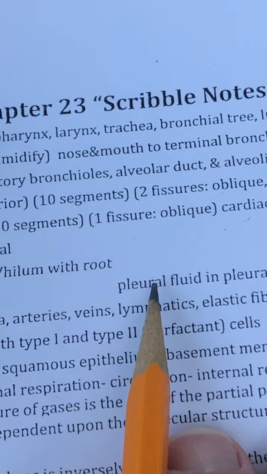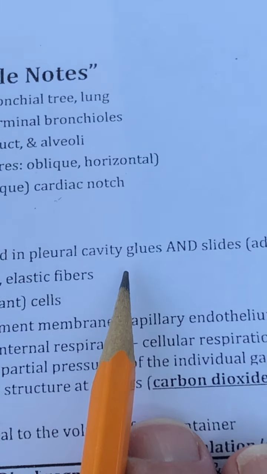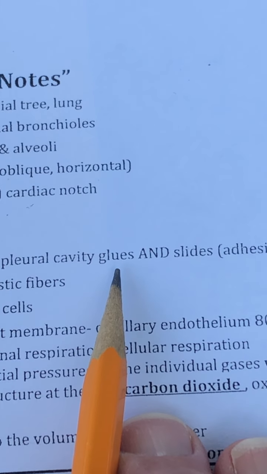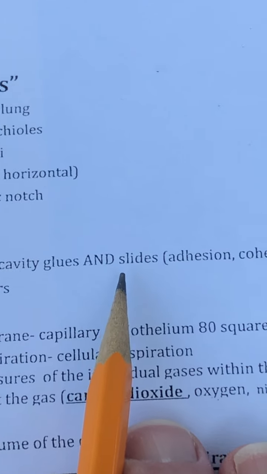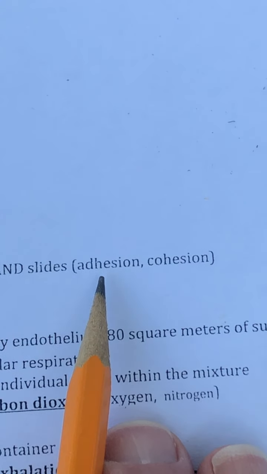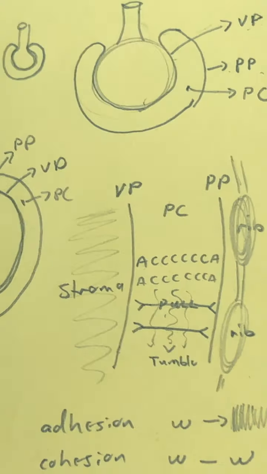All right. While we're in this neighborhood right here, we've identified the visceral and the parietal pleura. We identified that there is a pleural fluid inside the pleural cavity, and it acts like a glue, and it also acts like a lubricant. And so we have to introduce these two terms here, adhesion and cohesion. A real simple idea, but it's used all over the body.